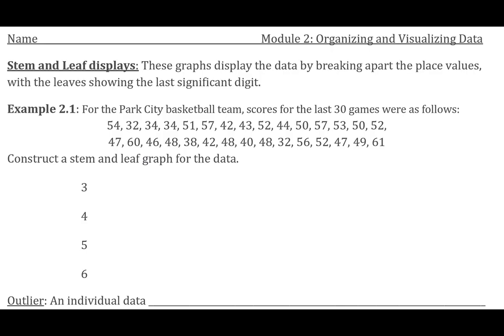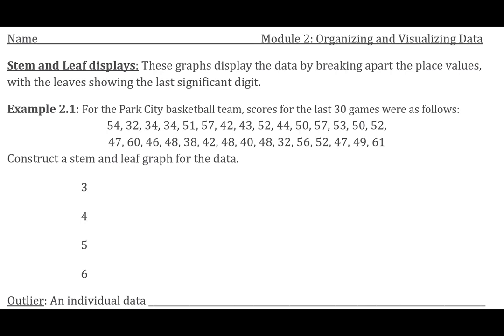For the first example, it's rather difficult for us to try and find the lowest value or the highest value or the most expected value or anything like that, because the data values are just kind of arranged horizontally and not in any specific order. So a stem and leaf display will graph the data by breaking apart the place values, and the leaves will show the last significant digits.